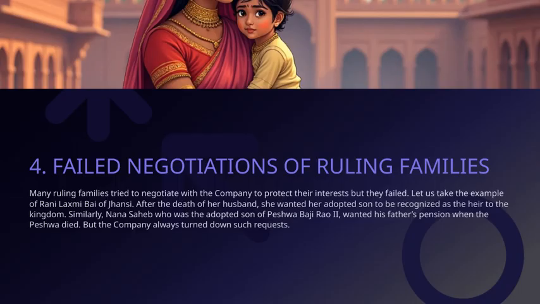Many of these families tried to negotiate to protect their interests, but unfortunately, they were not successful. For example, Rani Laxmi Bai of Jhansi wanted her adopted son to be recognized as the heir to her kingdom after her husband's death. She believed this was her right to secure her son's future. Similarly, Nana Sahib, who was the adopted son of Peshwa Baji Rao II, sought his father's pension after the Peshwa passed away. Both of these cases show how these families were trying to assert their rights and negotiate with the company, but in each instance, the company refused to grant their requests. These failures highlight the growing tensions and disputes between the ruling families and the company, which played a significant role in the larger context of colonial rule and resistance.